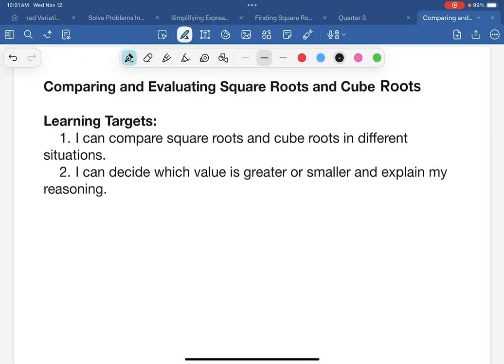Hello class, today's lesson is about comparing and evaluating square roots and cube roots. And here are the learning targets. I can compare square roots and cube roots in different situations, and I can decide which value is greater or smaller and explain my reasoning.